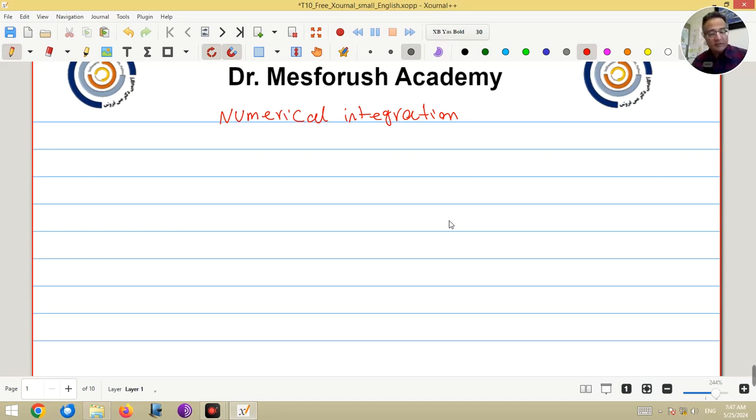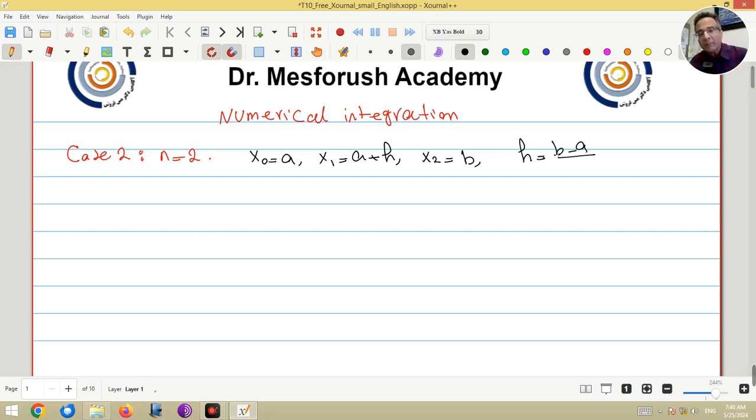Now, in the second case, let n be equal to 2. When n is equal to 2, it means that x0 should be a, x1 should be a plus h, and x2 is equal to b, where a plus h is the middle point of a and b. So in fact h is (b minus a) over 2.